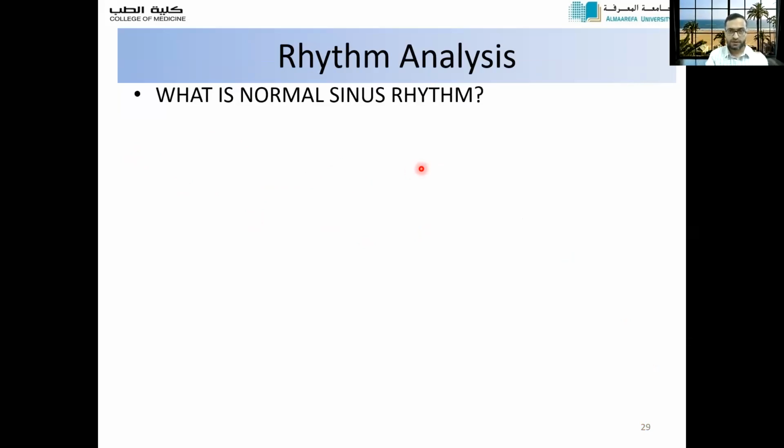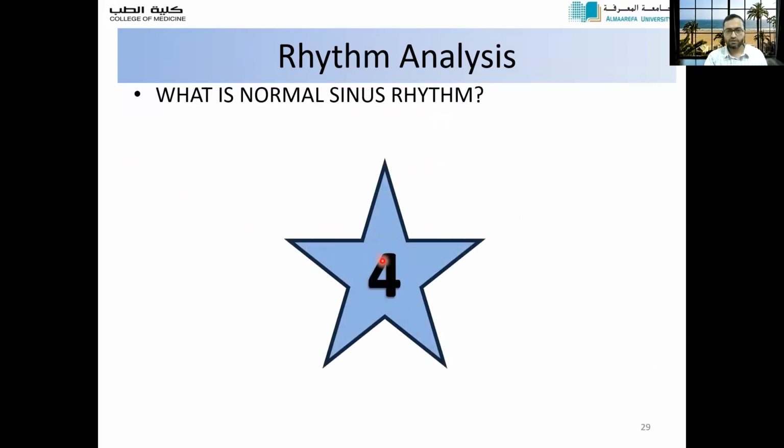Before going for rhythm, we should know what the normal rhythm is, because we might have many beginners with us who have not done the cardiovascular block. So what is the normal rhythm of the heart? The normal rhythm of the heart is known as normal sinus rhythm. What does it mean by normal sinus rhythm? An easy way of remembering it is a star criteria, to label the rhythm of the ECG as normal sinus rhythm.